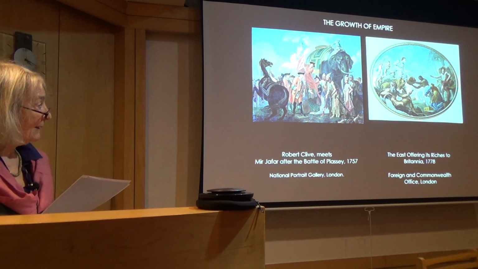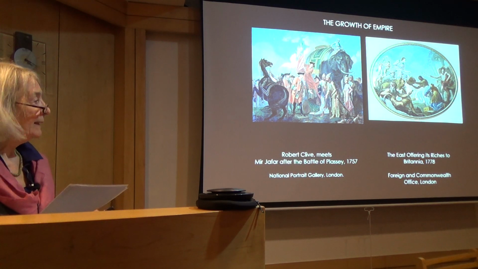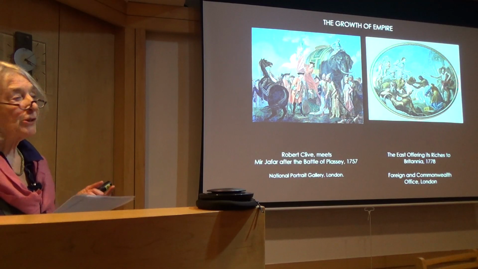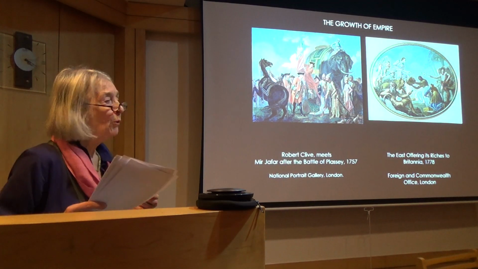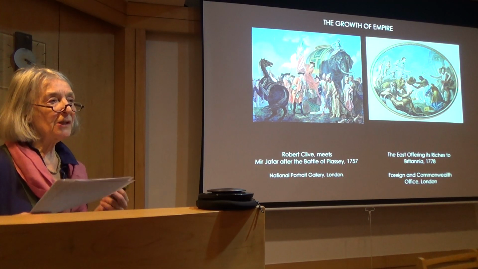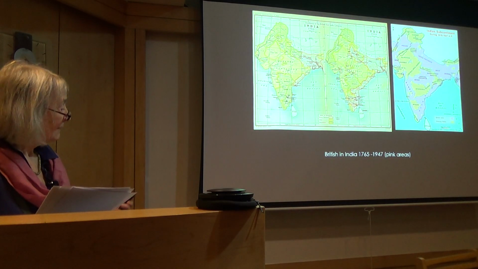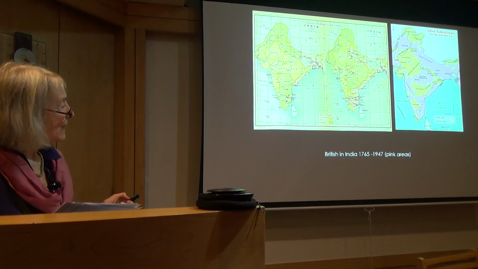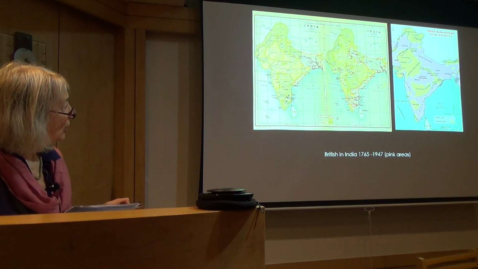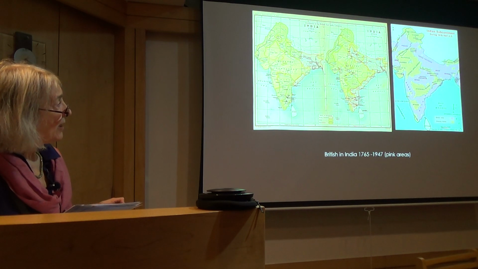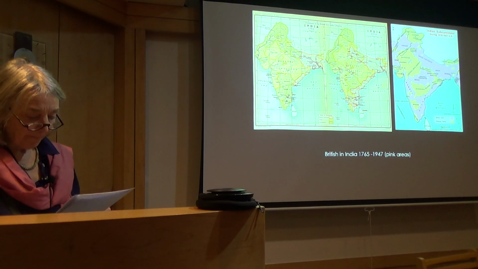And the painting on the right, which is in the Foreign Office in London still, I think, epitomises this mindset, the East offering its riches to Britannia. And increasingly the policy of the company was not to import finished goods from India, but to use it as a source of raw materials, including cotton. So this map just shows more or less the expansion of British rule in India, which started out with these pink areas here and then gradually takes over most of India except for a few princely states that negotiated their independence for a certain time.